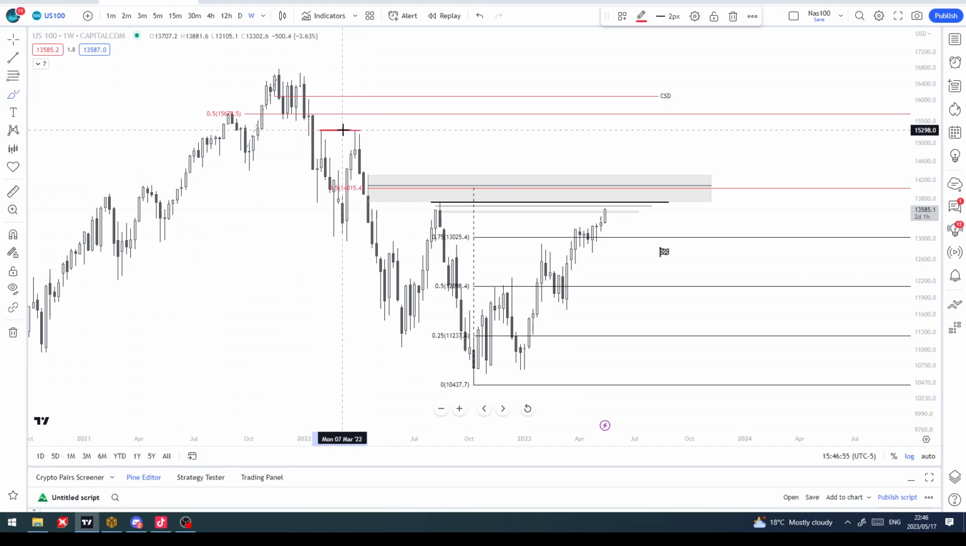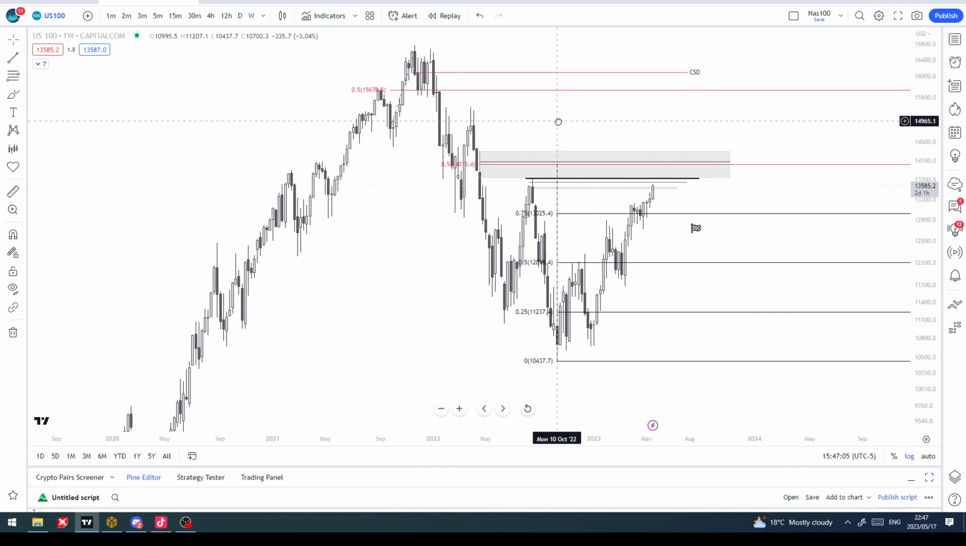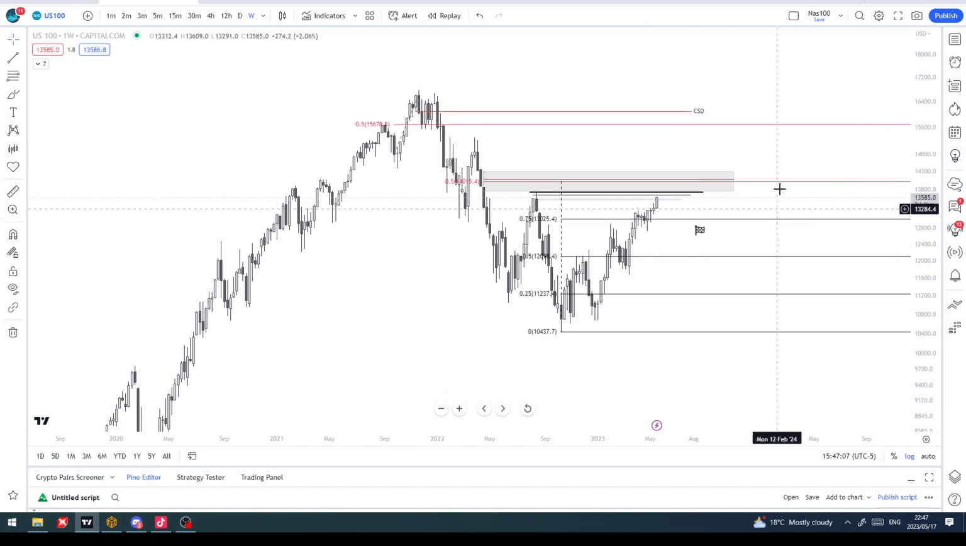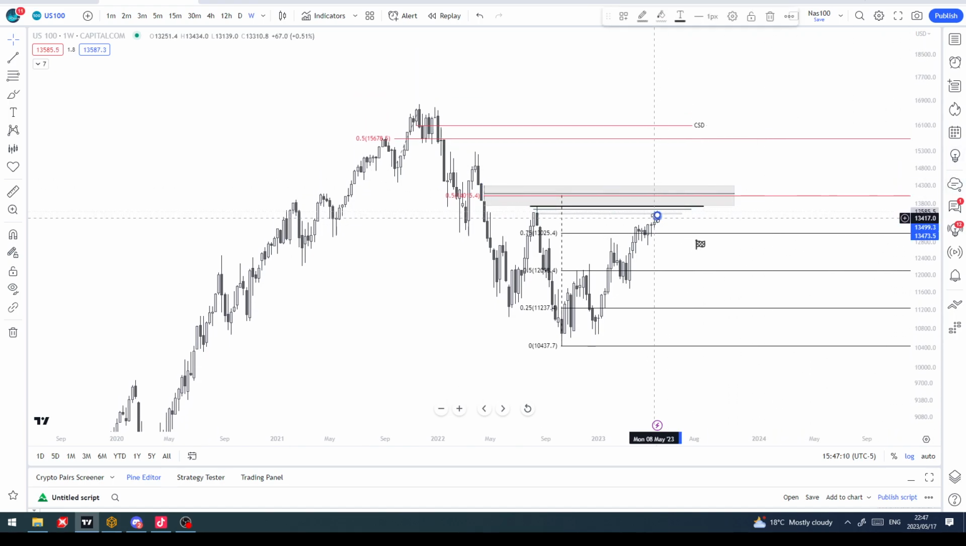Equal highs. So between this and this, I don't know how, my brain can't fathom it, but it's sort of screaming to us. It wants to do something like that.